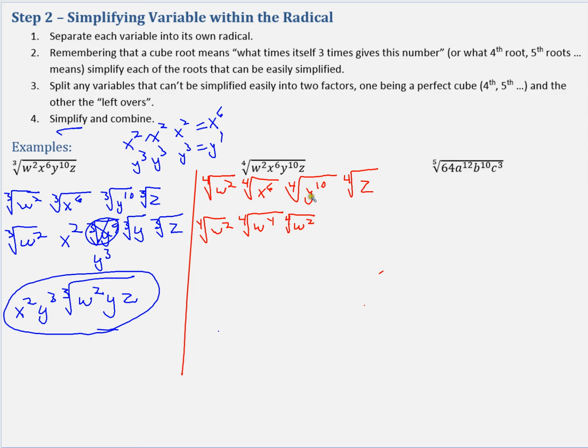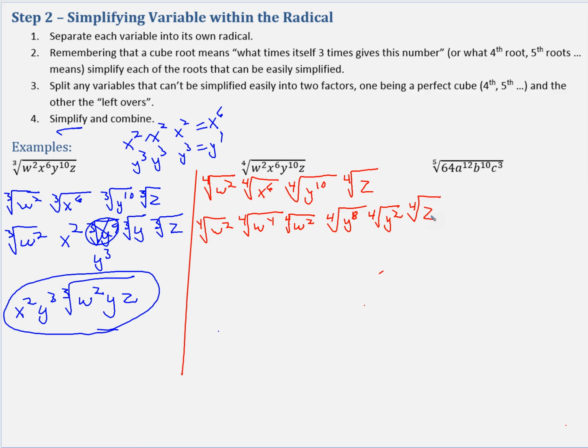Y to the 10th, we're thinking what multiple of 4 goes into 10, or the largest multiple of 4 that's smaller than 10, and that's an 8. So we are going to write the 4th root of y to the 8th, times the 4th root of what's left over. If we use up a y to the 8th, well, that's a y squared. And then last one we can't simplify, that's the 4th root of z.